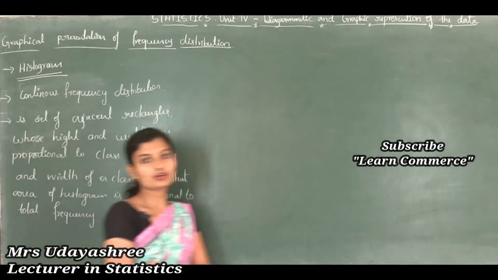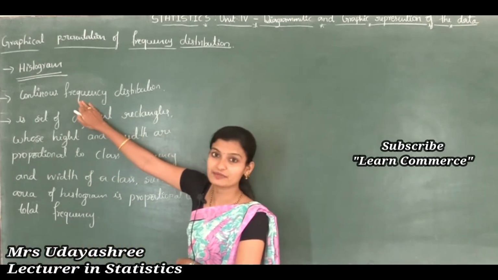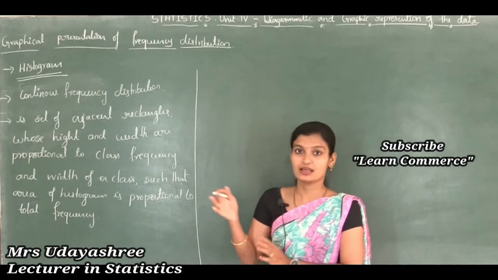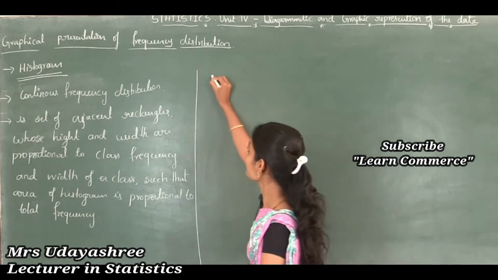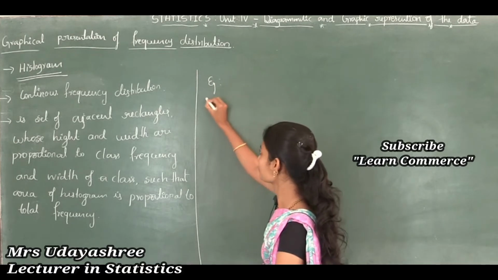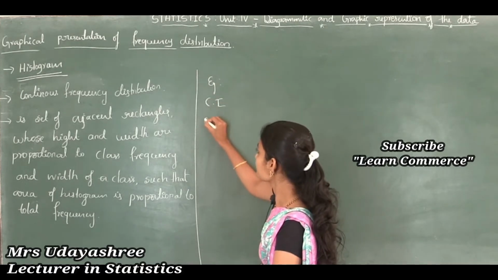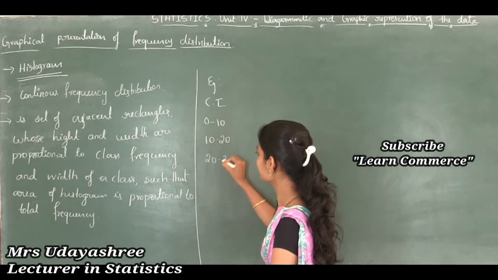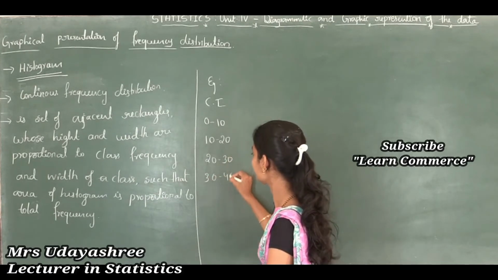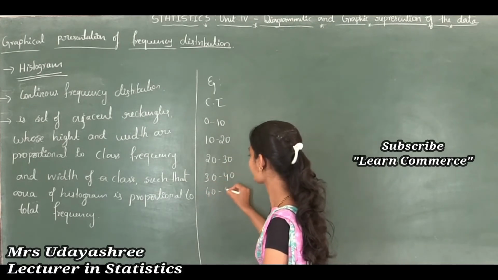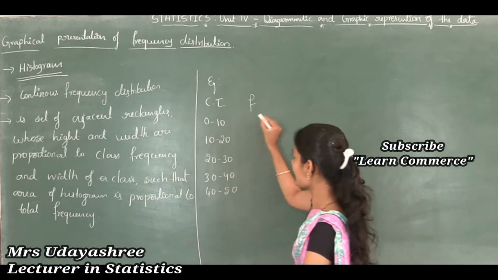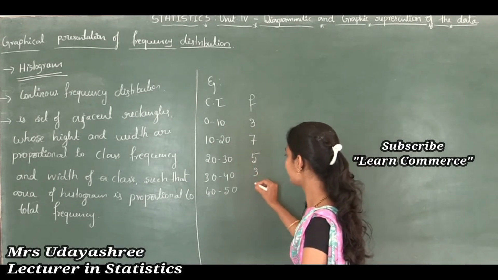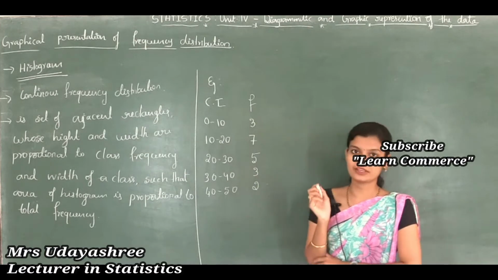So as I said earlier, histogram is constructed for continuous frequency distribution. For example, I will take one continuous frequency distribution like this. I will take class intervals 0 to 10, 10 to 20, 20 to 30, 30 to 40, 40 to 50. And here I will take frequencies 3, 7, 5, 3 and 2. So this is a continuous frequency distribution.